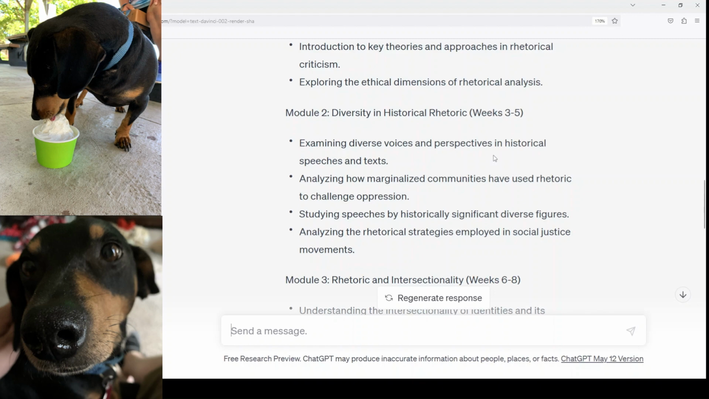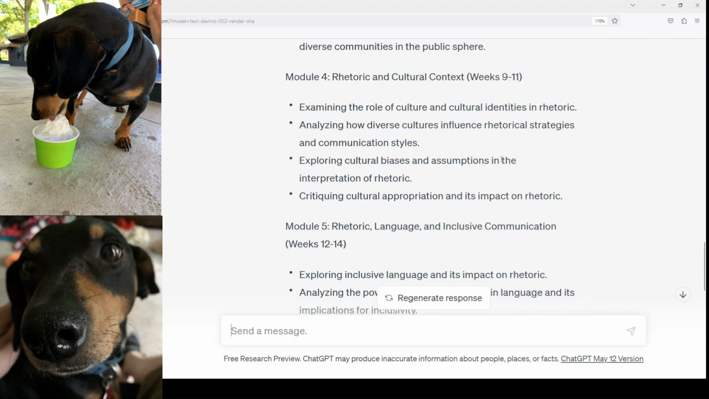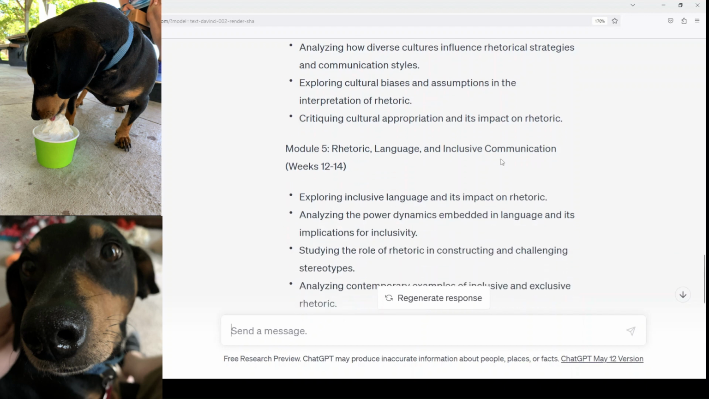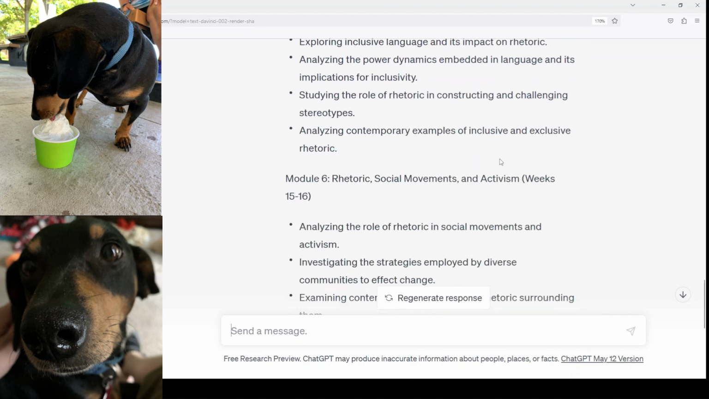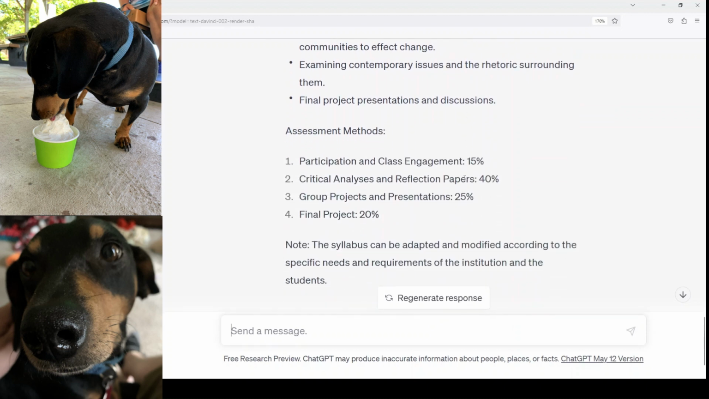of rhetorical research. Then building in rhetoric and intersectionality, using intersectionality to understand rhetoric and cultural context, rhetoric, language, and inclusive communication, and rhetoric, social movements, and activism. This class does sound like an awesome class. I would love to teach this class, so ChatGPT, I think, did give us a strong outline for a potential class. It also even gave us some assessment methods that we can use in this course.